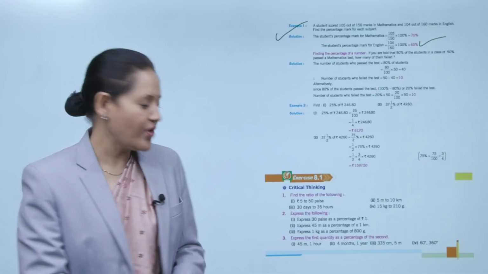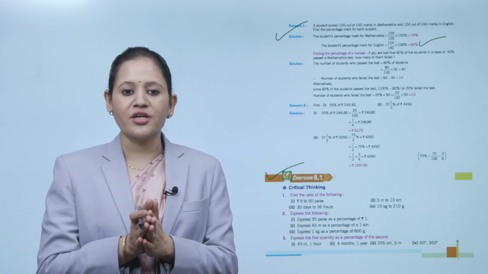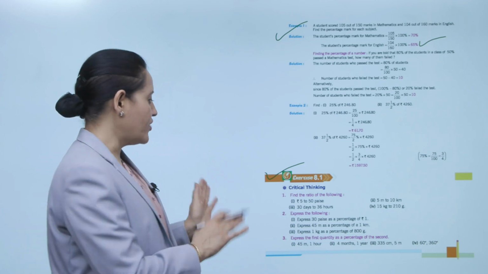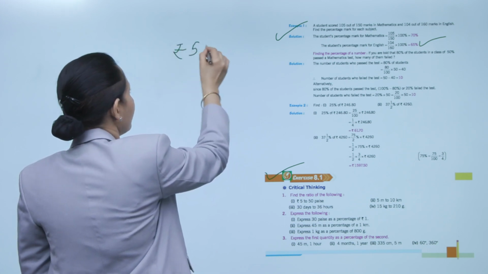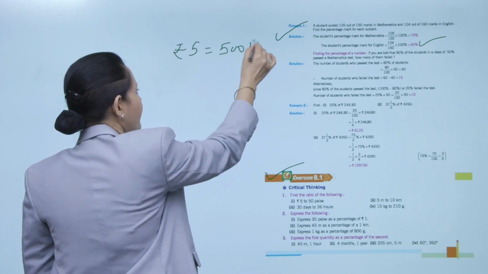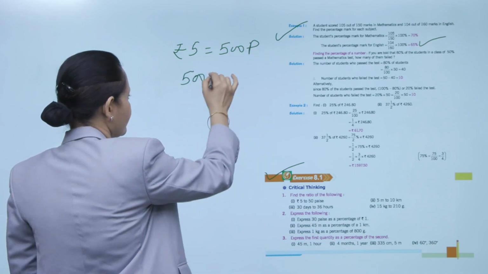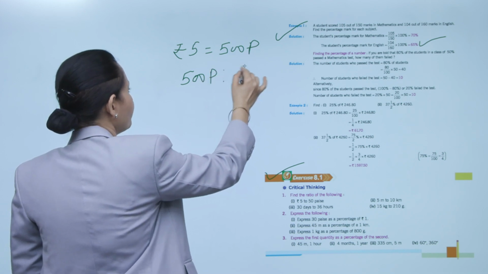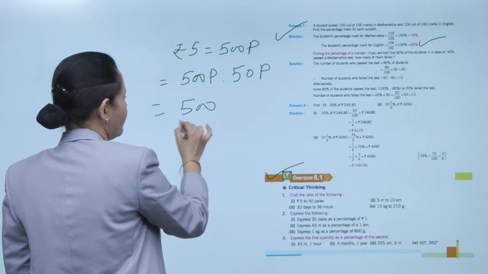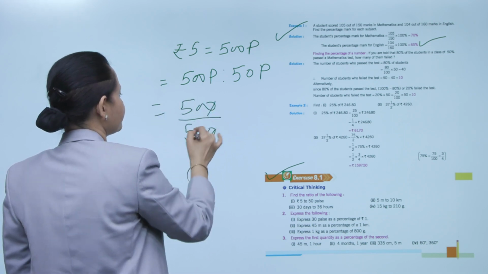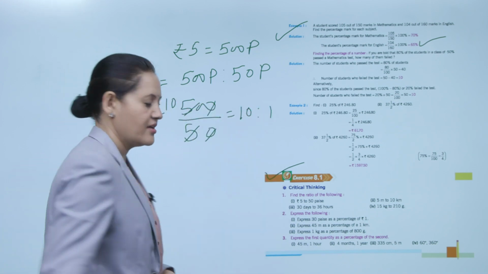Next is exercise 8.1. Critical thinking. Find the ratio of the following: rupees 5 to 50 paisa. So first we'll convert both into the same unit. Rupees 5 equals 500 paisa. So now we'll find the ratio, 500 paisa ratio 50 paisa, or we can write 500 upon 50. So that is equal to 10 ratio 1. Clear?